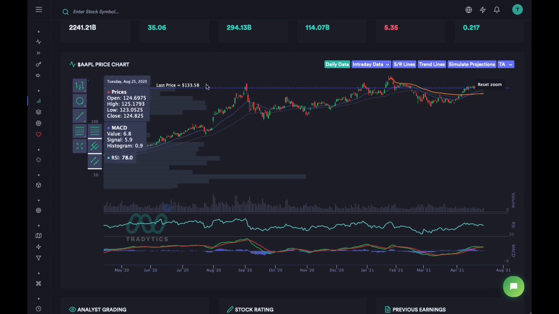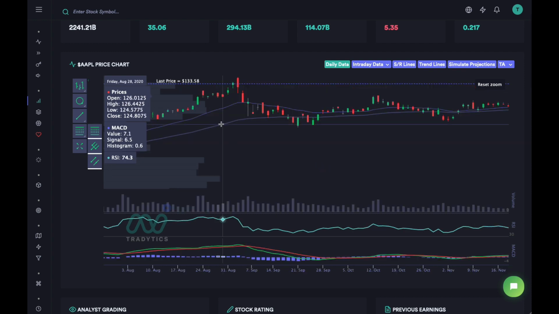Then on the chart again, we have these two lines. The line that's closer to the price is the 20 moving average, and the other one is the 50 moving average.